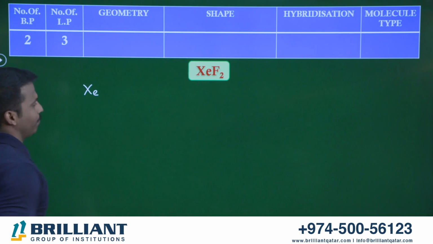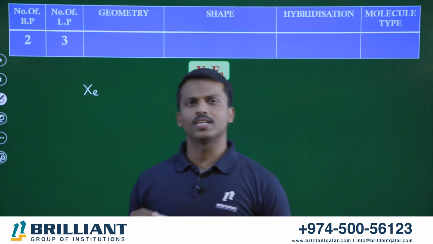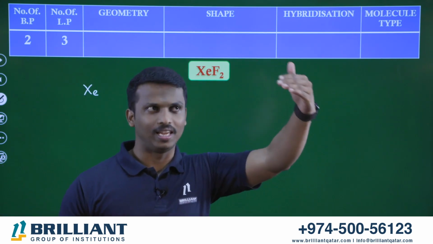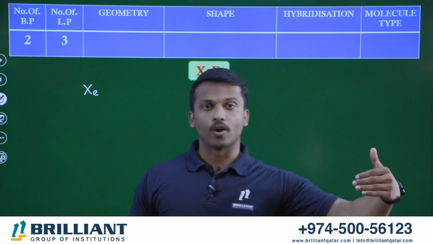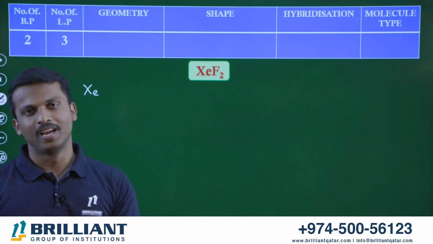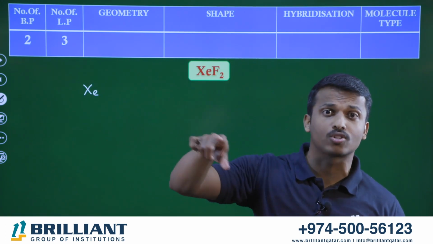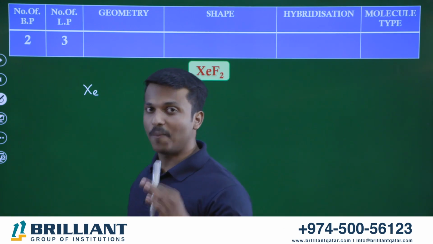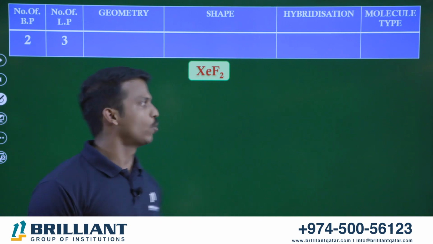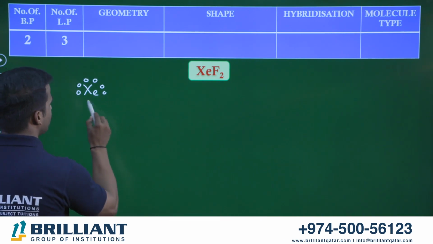Xenon is the central atom. Atomic number is actually 54. I'll give a clue. Xenon is a noble gas. What are the noble gases? The 18th group elements: helium, neon, argon, krypton, xenon, radon. So xenon is a noble gas. That is how you remember. What is the speciality of the number of valence electrons in xenon? You know, in noble gases, the valence shell of 8 electrons is completed. So what is the valence electron count on xenon? 8. 1, 2, 3, 4, 5, 6, 7, 8.